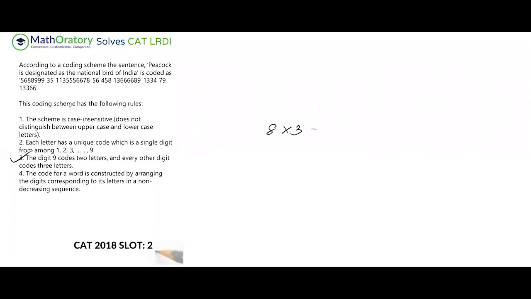So 8 into 3 is 24 letters, and the digit 9 is used for 2 letters. So that is two more letters. That is 26 letters, right? So that covers all the letters in the alphabet. Not all the letters in the alphabet are used in this particular sentence, so we won't be able to justify all the codes here. For example, Z, W, Y are pretty obviously missing. V is missing, and a lot of others are missing, right? So only the ones which are given, we can figure out.